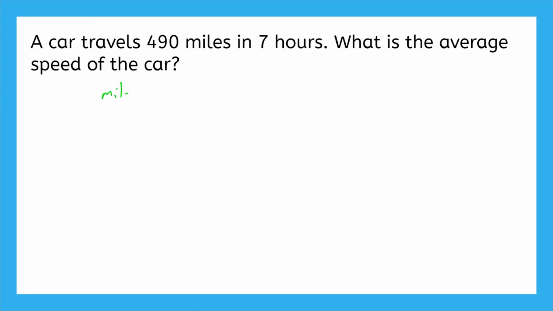First, we set up the unit rate. In this case, that'll be miles per hour, so we write that as a fraction. Now, match up the numbers to the units. 490 miles and 7 hours. Now just divide. 490 divided by 7 is 70. And our units are miles over hours, otherwise known as miles per hour. It's as easy as that. Set up the fraction and then divide.